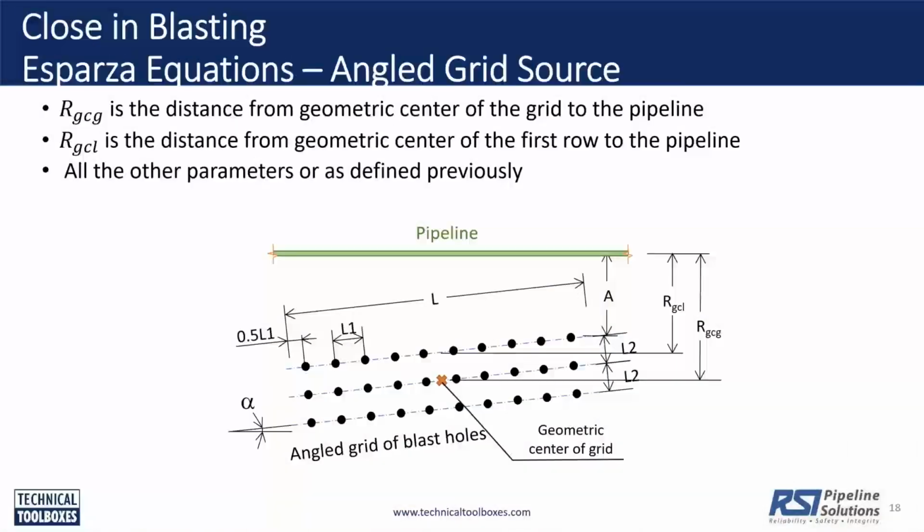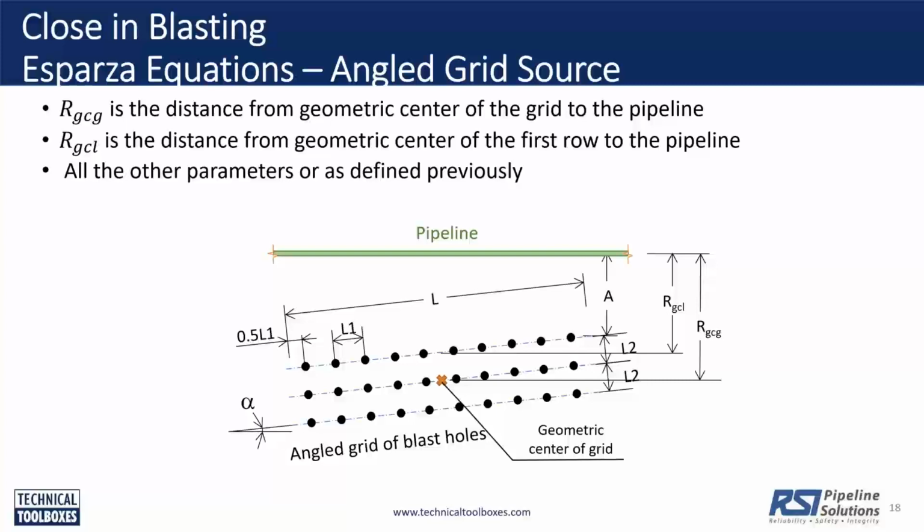So this is the most complex situation. This is where you have a grid, and the grid makes an angle with respect to the pipeline. The analysis method for a grid, angled grid or a parallel grid, is similar to a line source. Basically, the equations that we use for a grid are similar to the equations that we use for a line source.